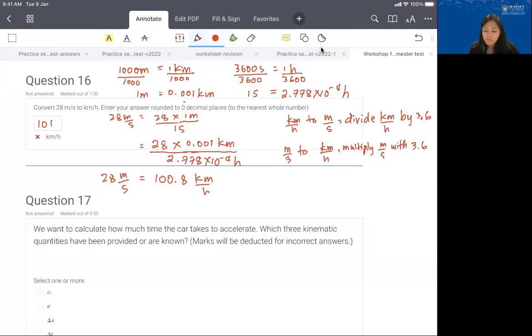Okay. So it's worth taking note of this, because it will save you time when converting kilometers per hour to meters per second, or meters per second to kilometers per hour.